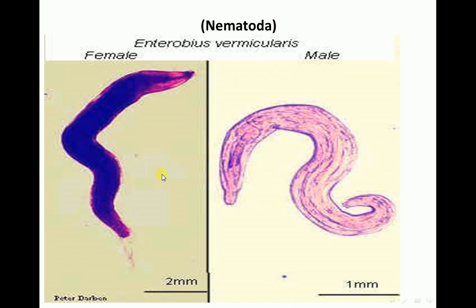In this lecture today we talked about the classification of parasitology, and we classified parasites into protozoa and helminths, and explained the outlines of these classifications.